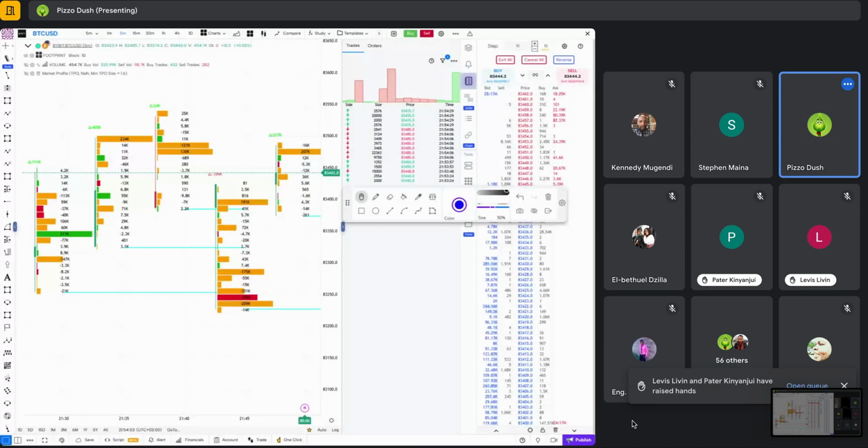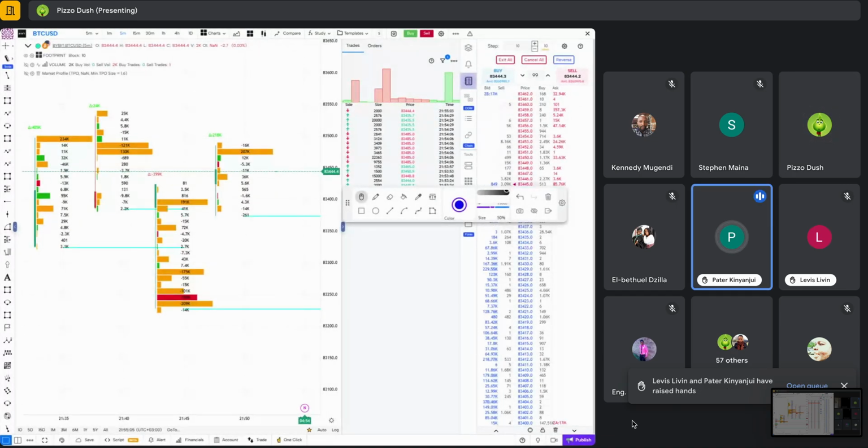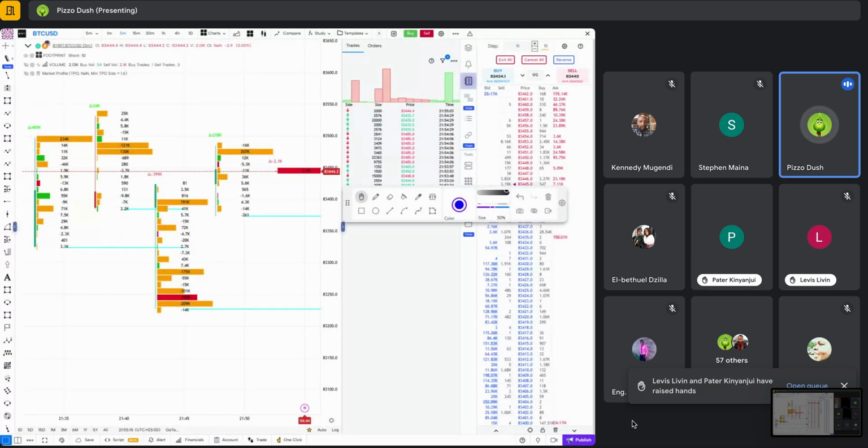Who else? Peter Kinyanjui. Hello Pizzo. Sijaelewa hapo kwa order book na depth of the market. So hii ni kuguzia tu nimeguzia, then we'll come to that. There's a whole module dedicated to order book and the depth of the market, so usiwe na stress. Okay, nice.